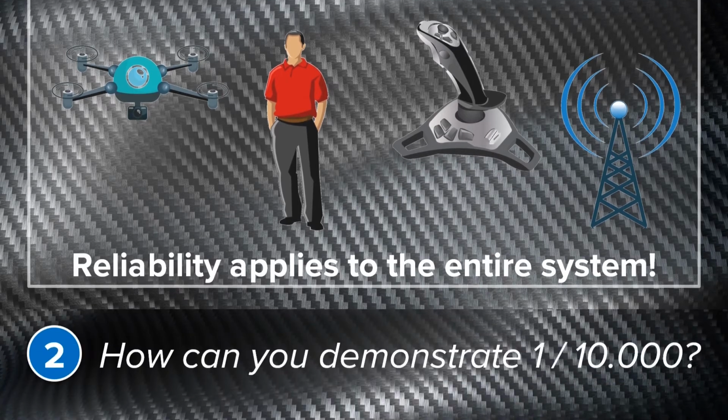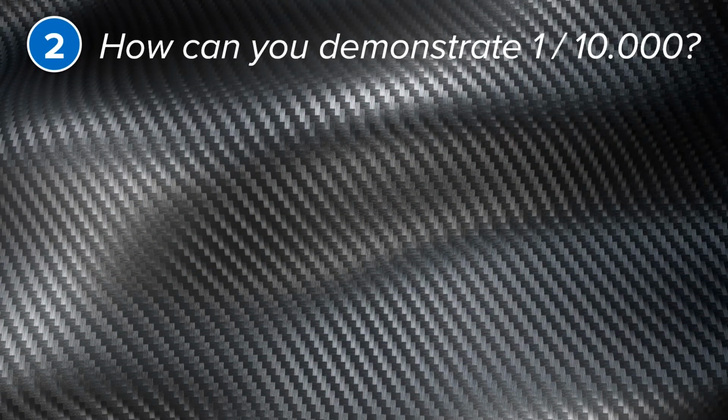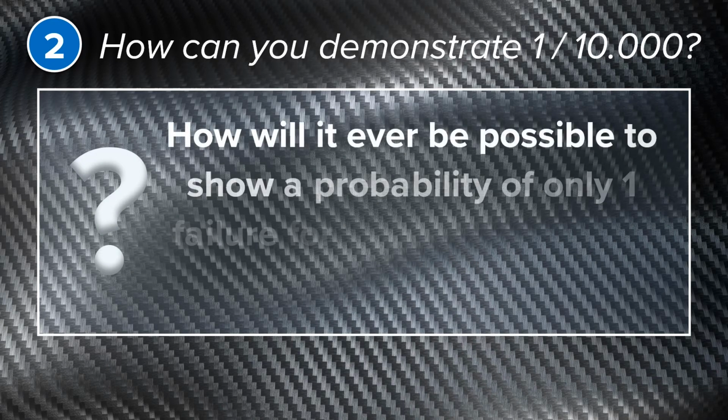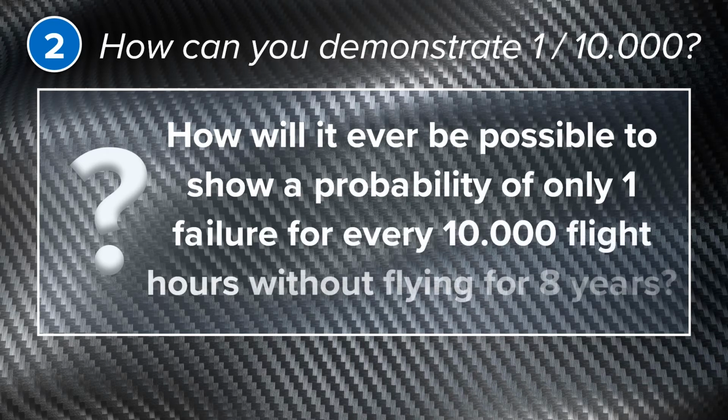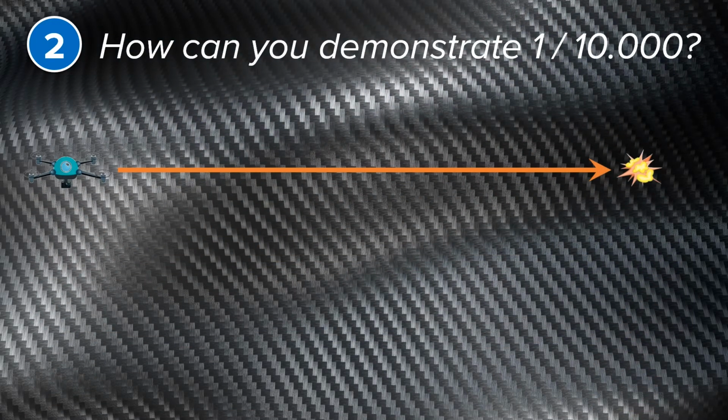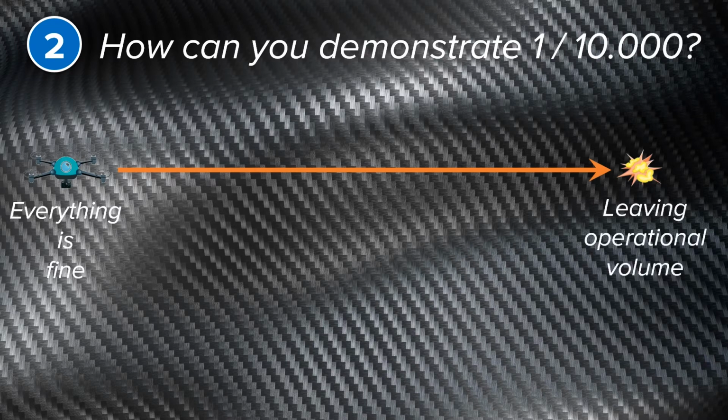We will now turn to question 2 on demonstrating 1 over 10,000. And you may wonder, how will it ever be possible to show a probability of only one failure for every 10,000 flight hours without flying for 8 years? To get a sense of how this can be done, consider a line of events that can lead to a flyaway. On the left here, everything is fine. And then a series of events leads to a flyaway where the aircraft is leaving the operation volume.